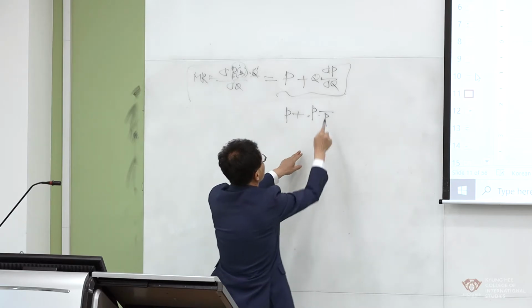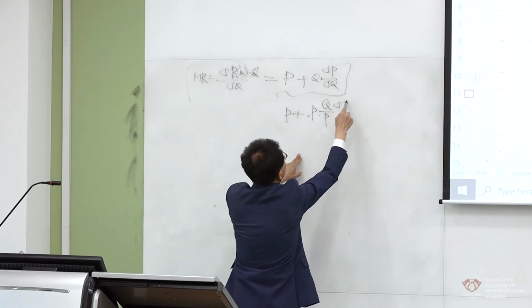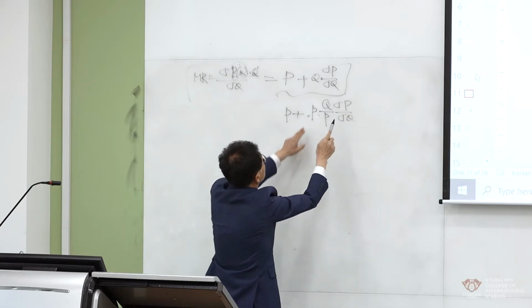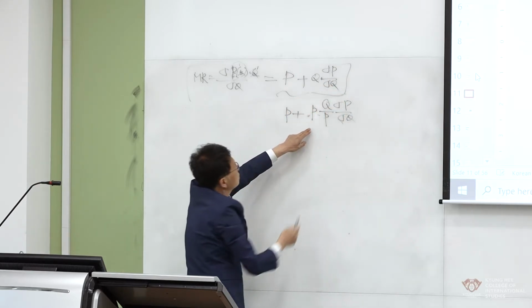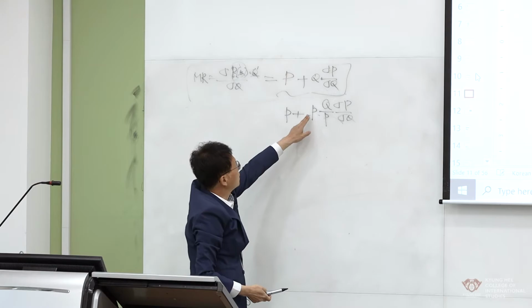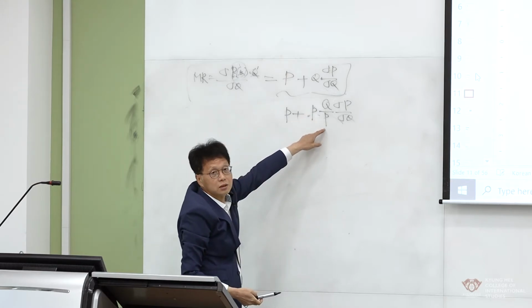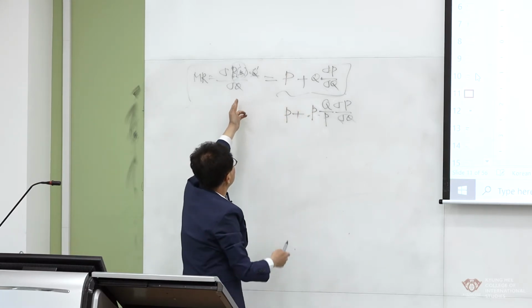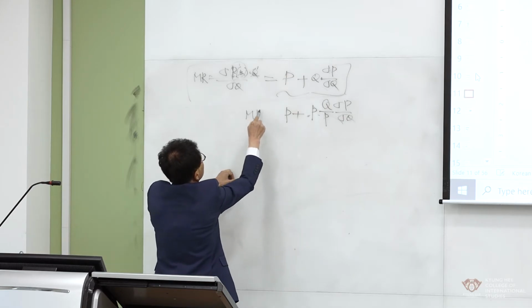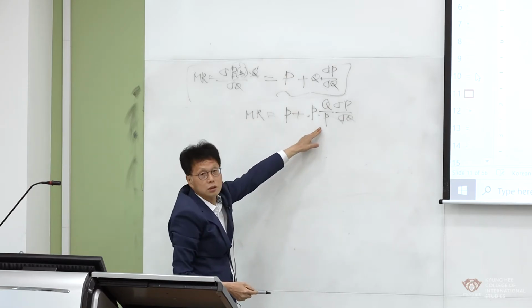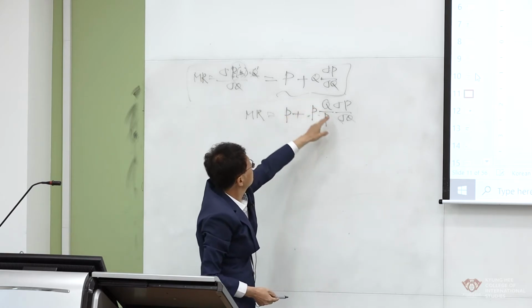P divided by T, Q, change in P, change in Q. Right? This one is perfectly the same as this one, multiplied by price and divided by price. Then it is the same as the earlier one. That is marginal revenue, isn't it? Marginal revenue is like this. This one is really written like this.